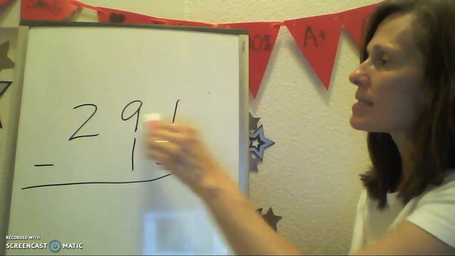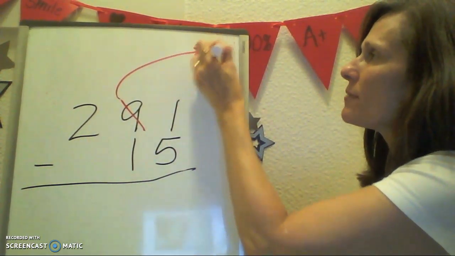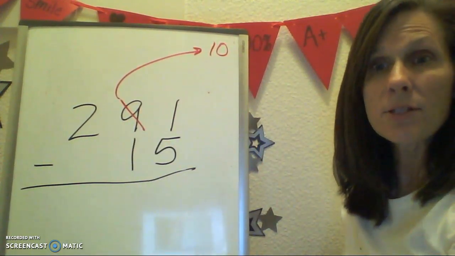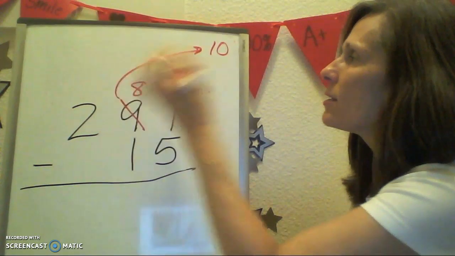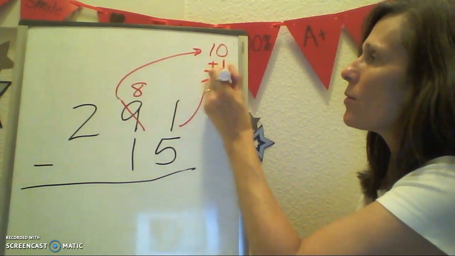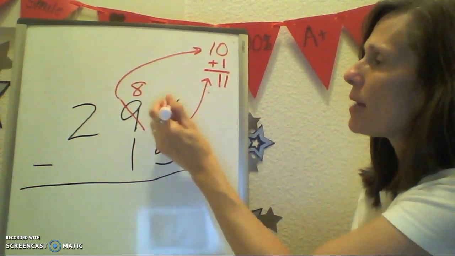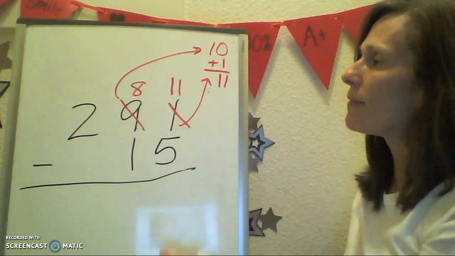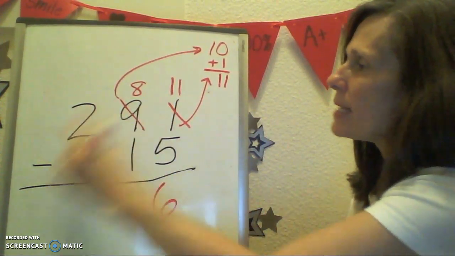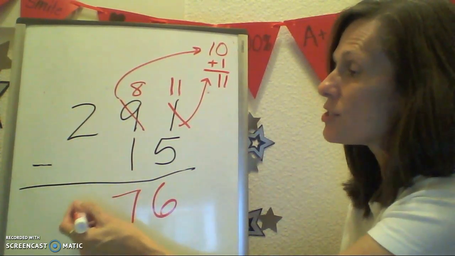So the 1 asks the 9 for a set of 10. The 9 says, here's your set of 10. The 9 just gave up a set of 10, so it's 1 less. So the 9 now becomes an 8. Who asked for a set of 10? Well, the number 1 did. So the 1 and the 10 get together, and 10 plus 1 equals 11. So now my number 1 is 11. 11 take away 5 equals 6. 8 take away 1 equals 7. And 2 take away nothing is 2.